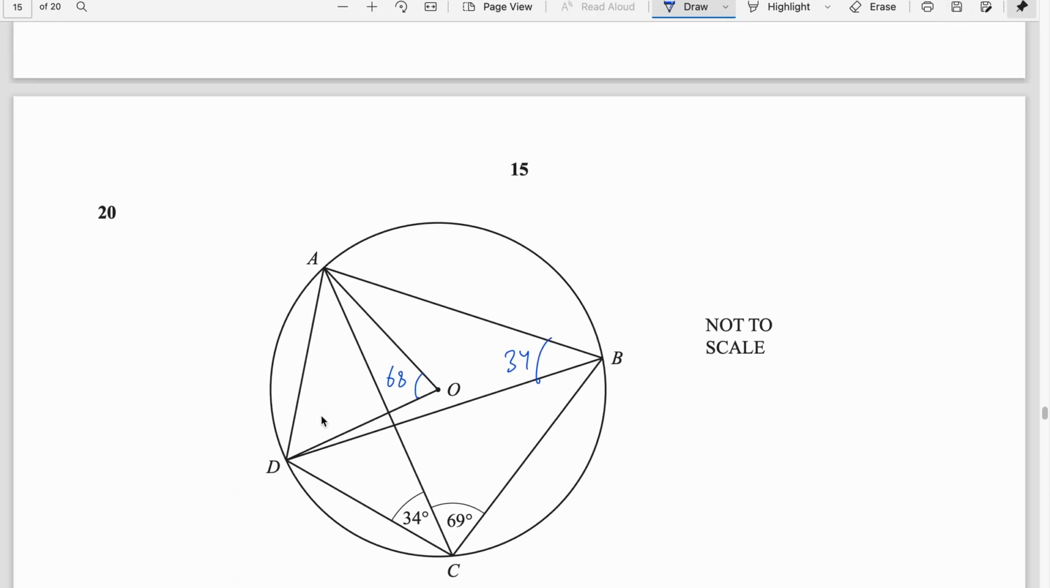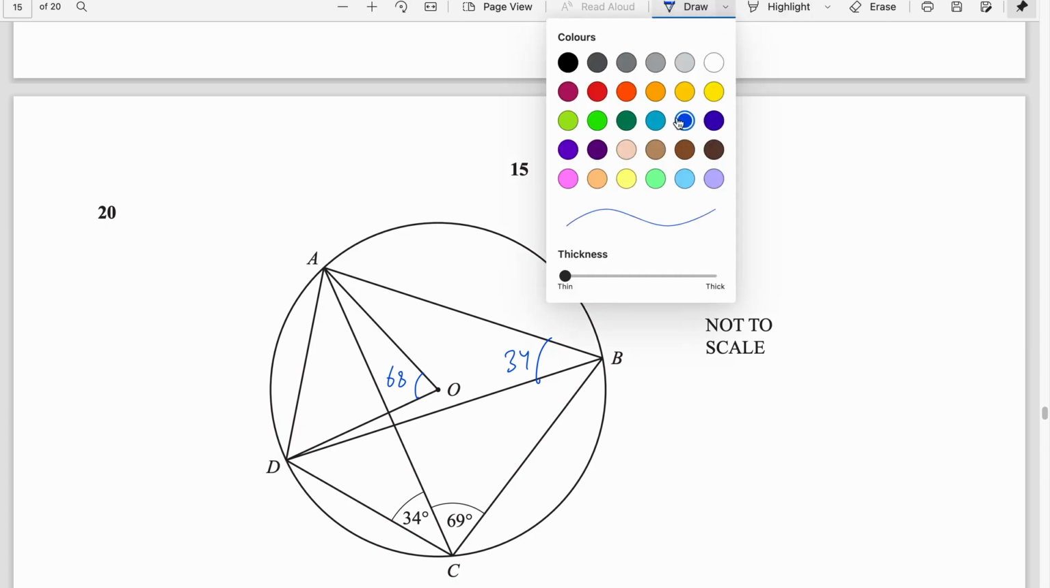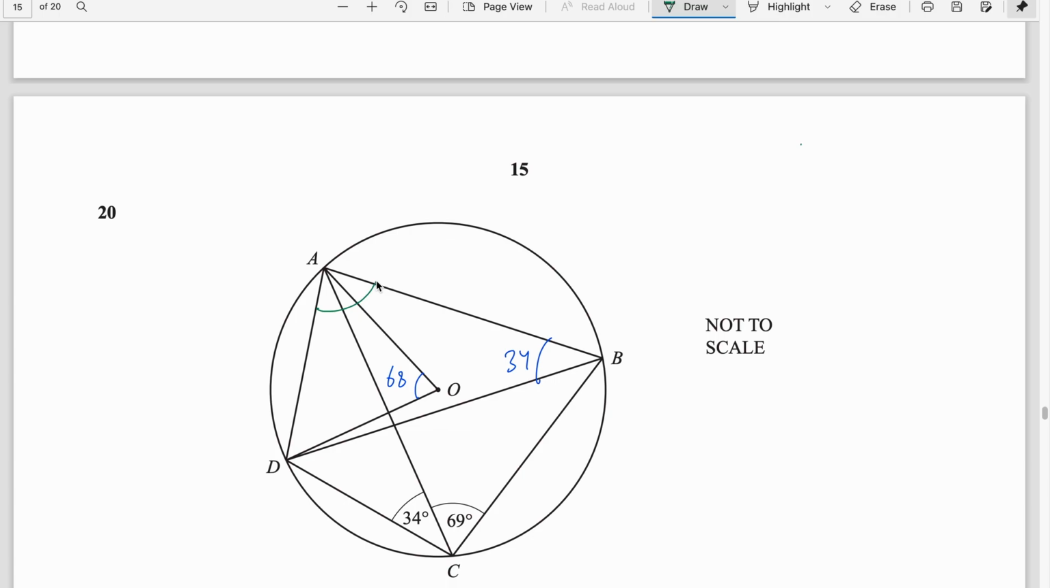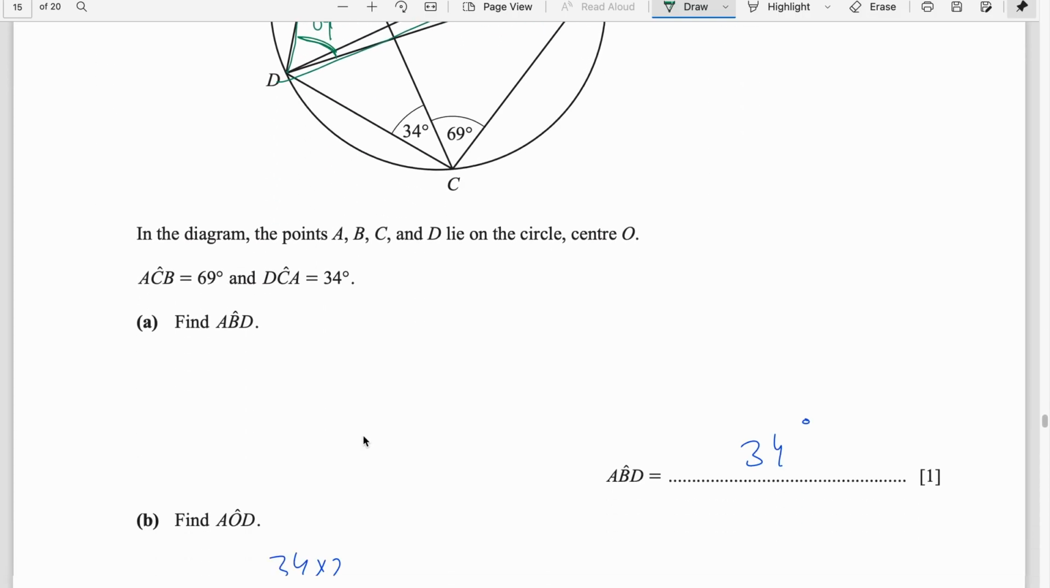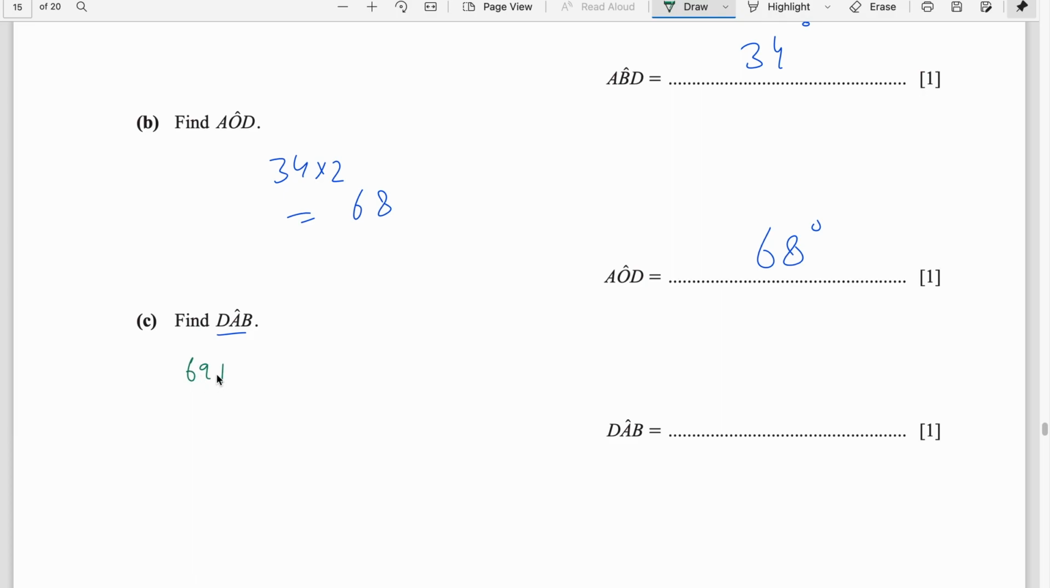C part says DAB. So to find this, I am looking at this complete triangle, and this complete angle here is 69. Again, using the same property, angle in same segment. Now we have two angles, 34 and 69, and we can find this unknown angle. So 69 plus 34 plus the unknown angle X equals 180. X is equal to 180 minus 103. 69 plus 34 is 103 and the answer is 77.